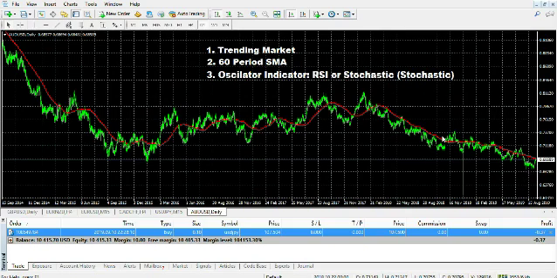So how do we know that we're back in a downtrend? Number one, your moving average is above the price action. All price action activities are below the moving average.